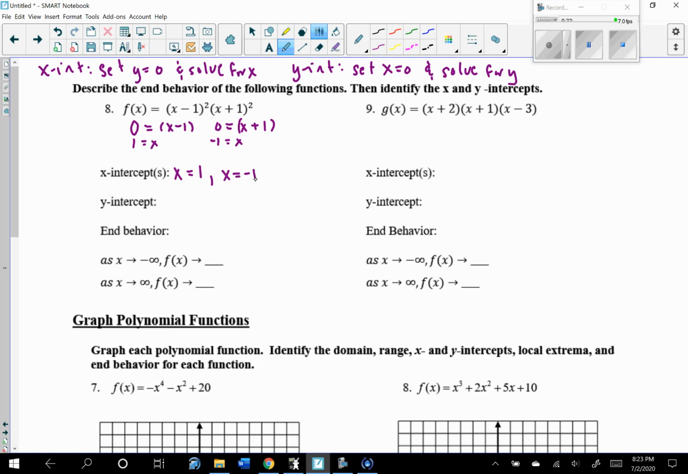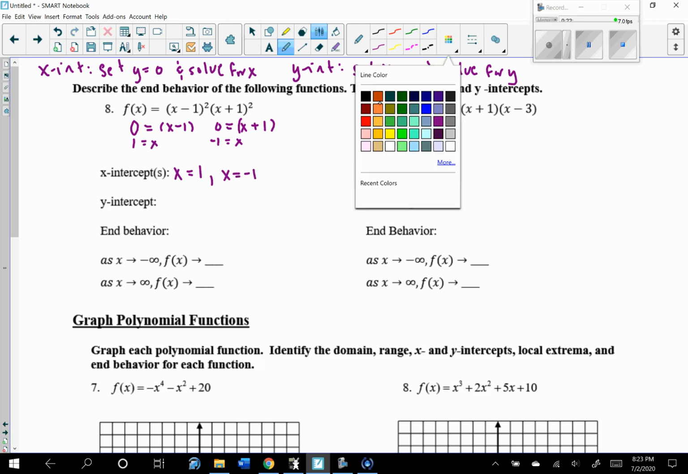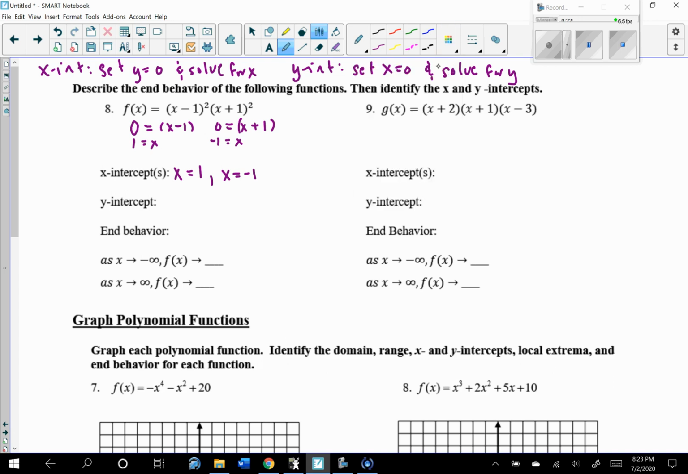So how do I find the y-intercept? The y-intercept, you set each of your x values equal to 0 and solve. So y is equal to (0 minus 1) squared times (0 plus 1) squared. 0 minus 1 is negative 1, and negative 1 squared. Remember, if you have an even power with a negative, it becomes positive if you're squaring that negative. So that's 1, and 1 squared is just 1. So that means that y is equal to 1. So the y-intercept would be (0, 1).